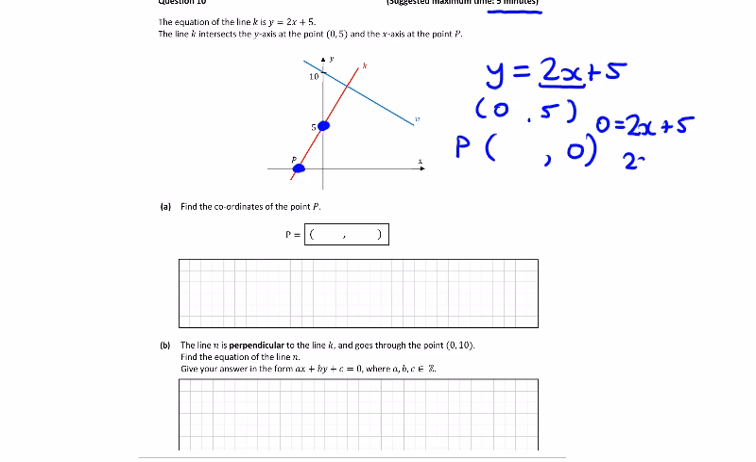That's when y is 0, so 2x is equal to minus 5. So x is equal to minus 5 over 2. So the point P is minus 2.5, 0, or you can leave it as the fraction.